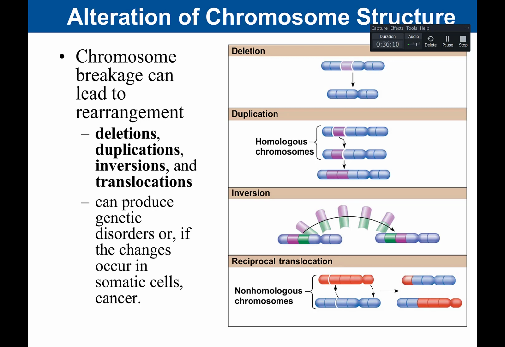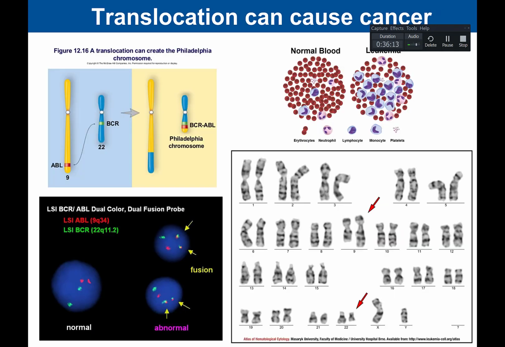And so let's look at an example of this. So here is an example of a translocation that can lead to cancer. This is a translocation event that occurs between chromosome 9 and 22. And what happens is we get this crossing over and this exchange between these non-homologous chromosomes. And this is called the BCR-ABL. And so there's a gene called BCR on chromosome 22 and this ABL gene, which is on chromosome 9.